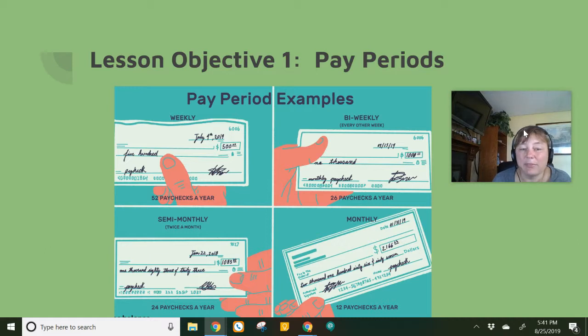In semi-monthly, which is twice a month, there are 24 paychecks in a year. Keep in mind, semi-monthly means twice a month, 2 times the number of months there are. So 24 is 12 times 2. And finally, monthly paychecks. There are 12 paychecks in a year, 1 for each month. All right, we're going to use these pay periods to calculate pay.